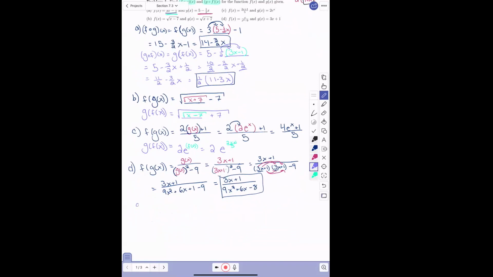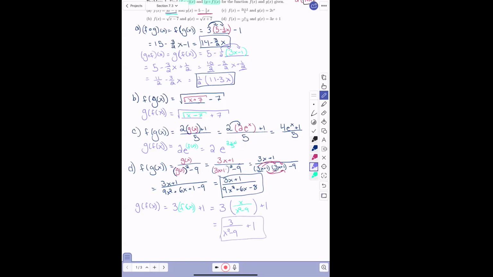Okay, next we have g of f of x. And in this case, it's a lot easier doing this one. So we have 3 times f of x plus 1, which is 3 times x over x squared minus 9 plus 1. And you could leave that like that, or you could take it a step further and write it as 3 over x squared minus 9 plus 1.